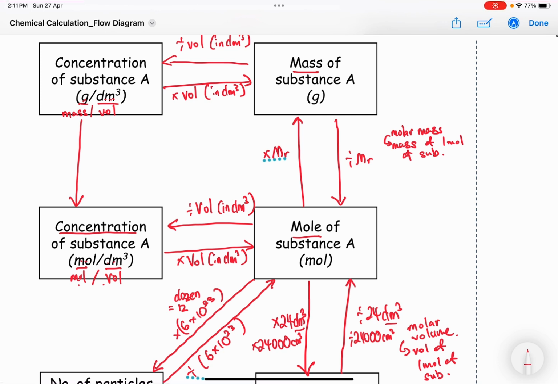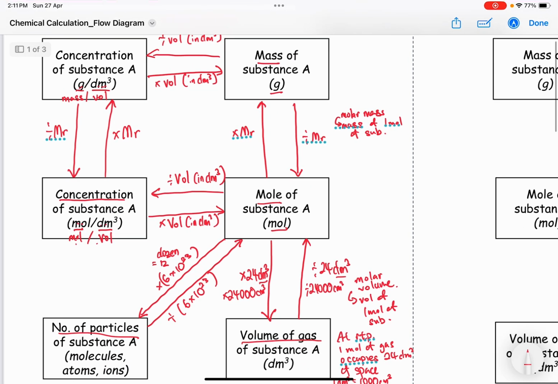To get from grams to mole, or mass to mole, what you need to do is divide by the Mr. So if I divide by the Mr, I can convert my grams per dm cube to moles per dm cube. And obviously the reverse holds true. If I want to convert mole per dm cube to gram per dm cube, it's similar to converting moles to grams. This will be multiplying by the Mr. So this is all the conversions between the various quantities of a particular substance.